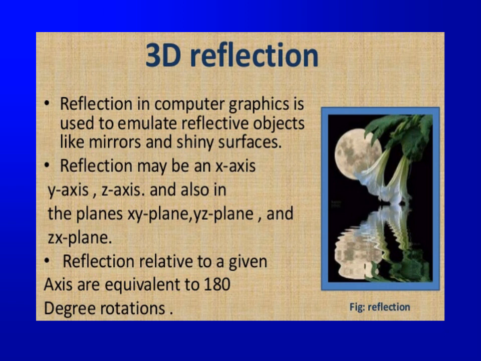The next one is 3D reflection. So basically reflection in computer graphics is a mirror image, as you can see in this particular figure. Okay, so reflection about a given axis is equivalent to a 180-degree rotation, and reflection has many types, that is x-axis, y-axis, z-axis, and also the xy plane, yz and xz plane, right? We have already seen these things in 2-dimensional and also in 3-dimensional.